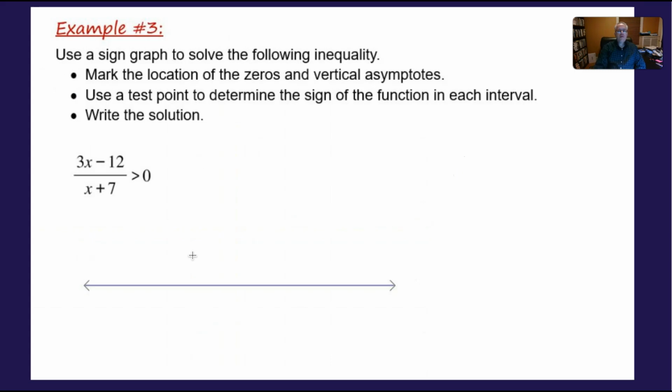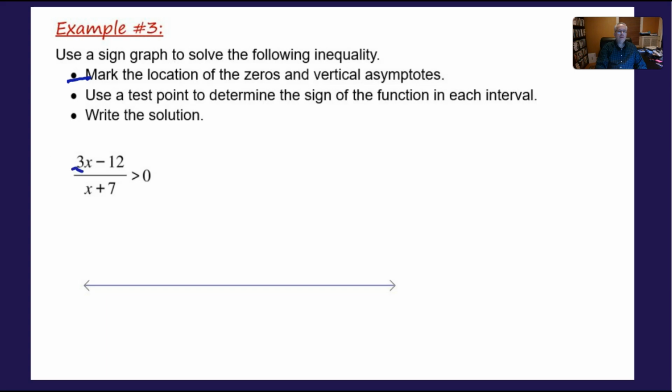All right, we can do this without a graph also. We're going to create what's called a sign graph. And in order to create a sign graph, we're going to mark the locations on the x-axis where the zeros lie and where the vertical asymptotes lie. These are the points where the function can change signs from positive to negative or from negative to positive.